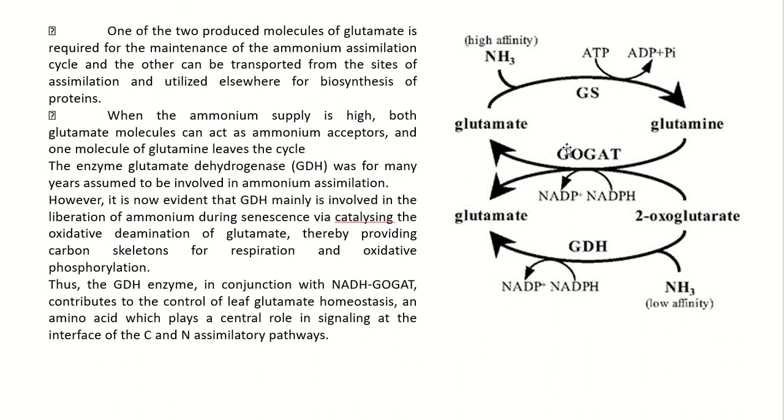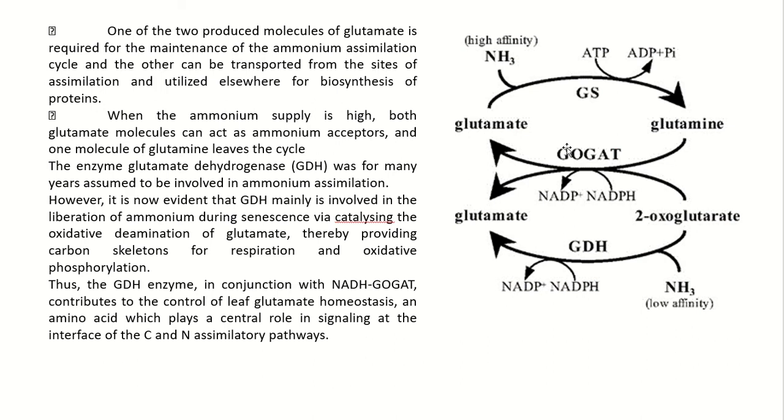When the ammonium supply is high, both glutamate molecules act as ammonium acceptors. Remember this. Which condition? Ammonium supply is high. Both the glutamate molecules act as ammonium acceptors, and one molecule of glutamate leaves the cycle.